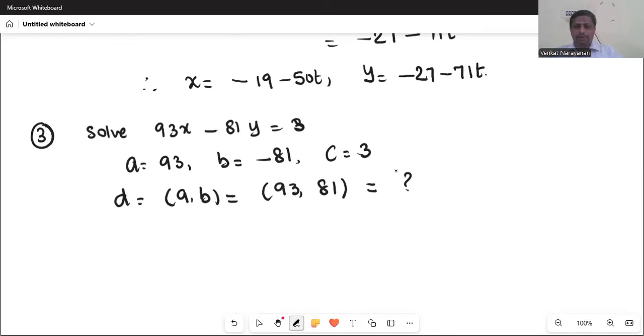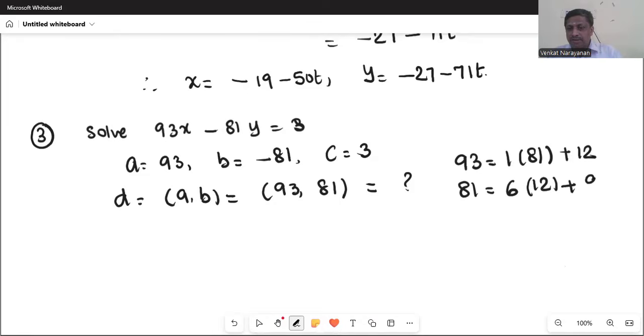What is the GCD? We can use the Euclidean algorithm for finding the number. 93 can be written as 1 times 81 plus 12. So 81 can be written as 12 times what? 5 times 12 is 60, 6 times 12 is 72. So 6 is the only possibility. So the balance is 9. So 12 can be written as how many times 9? 1 times 9 plus 3. Now 9 can be written as 3 times 3 plus 0.